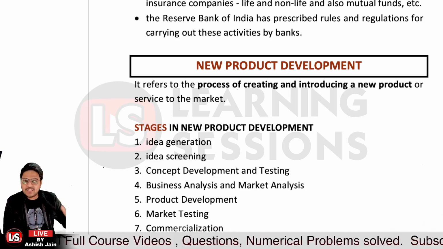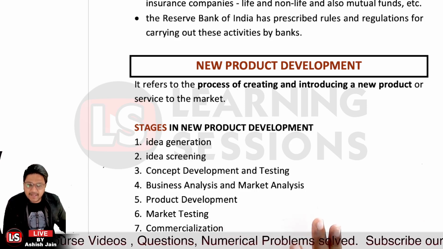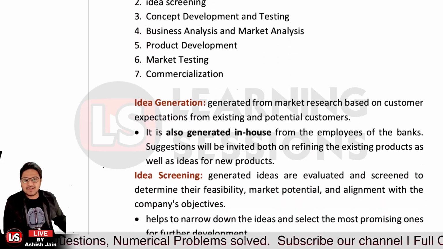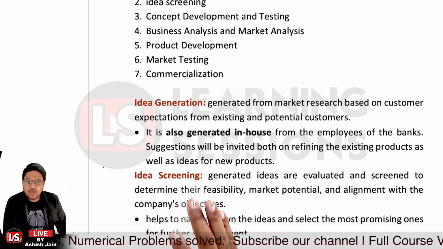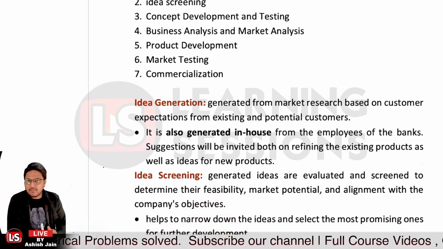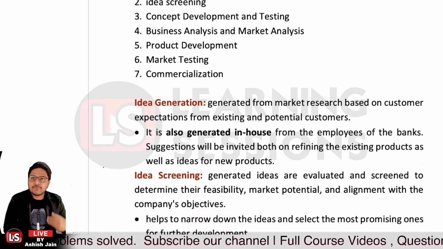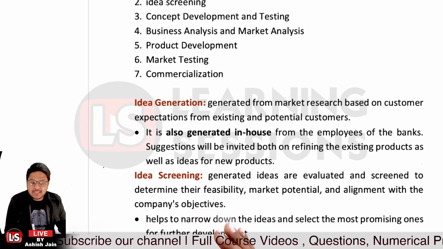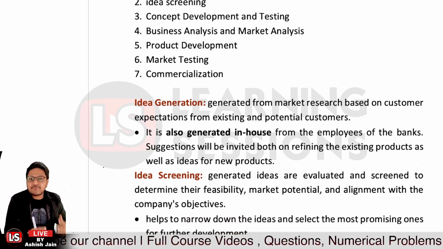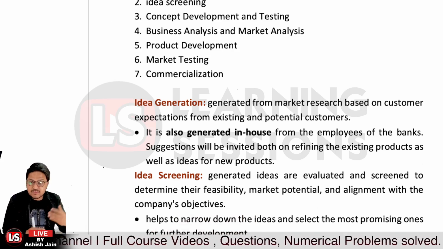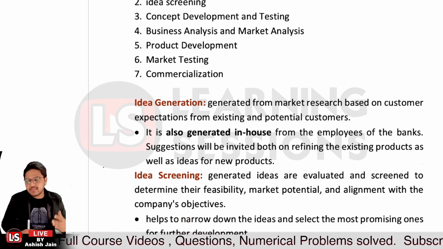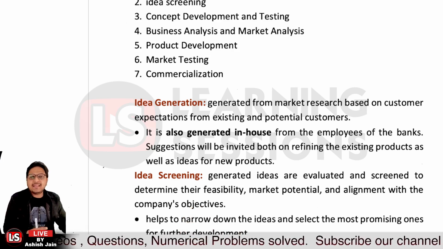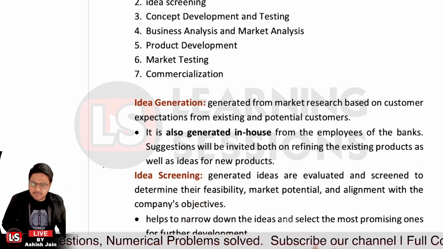So different stages are there in new product development, and we have 7 stages. First of all, it's related to idea generation. Ideas can be generated through brainstorming, as feedback from customers, or through in-house generation, meaning our employees have given us suggestions that we are facing these issues, or that customers are facing this issue, and we can refine it. That's the idea generation process.